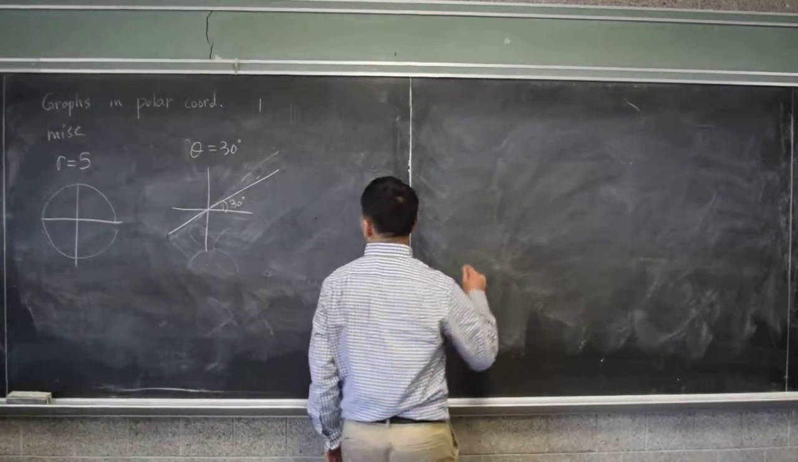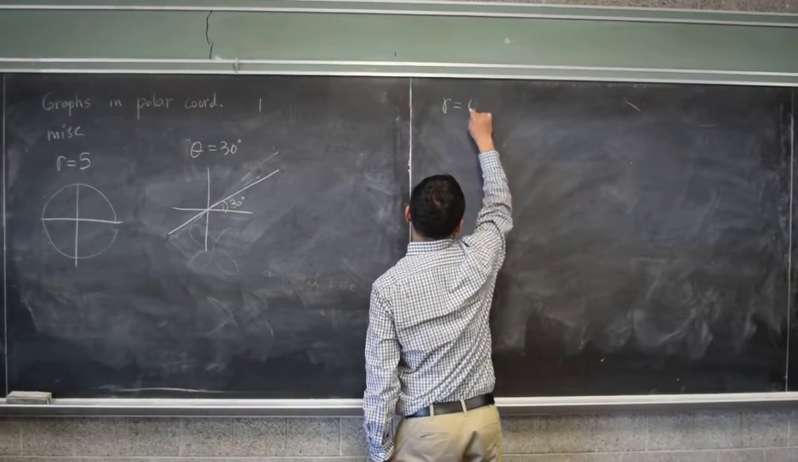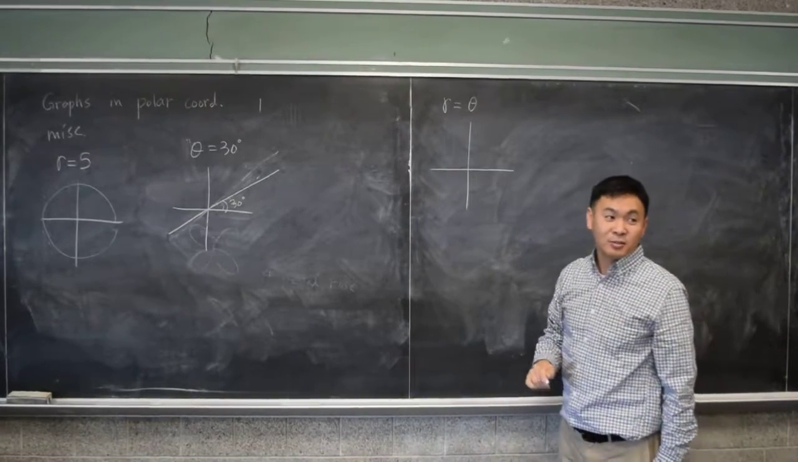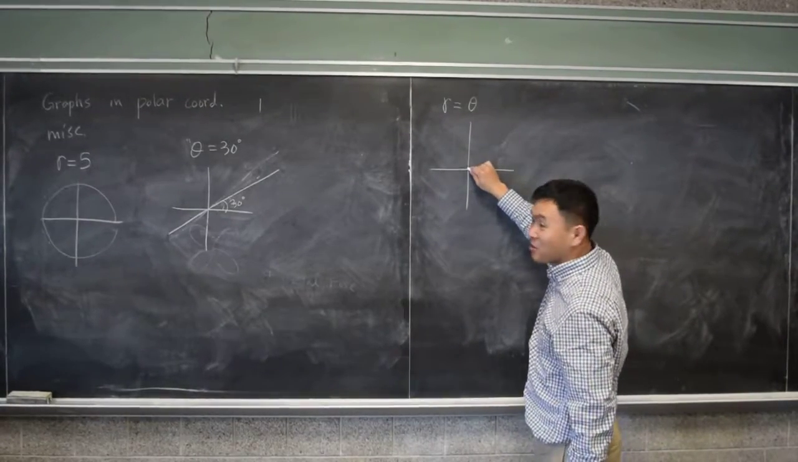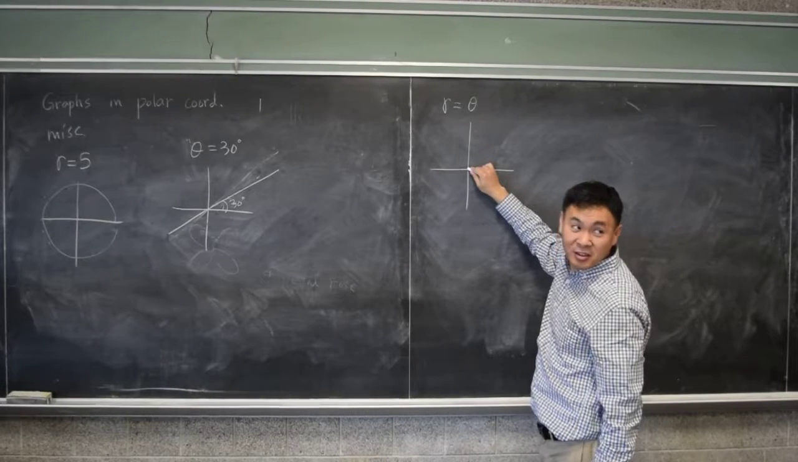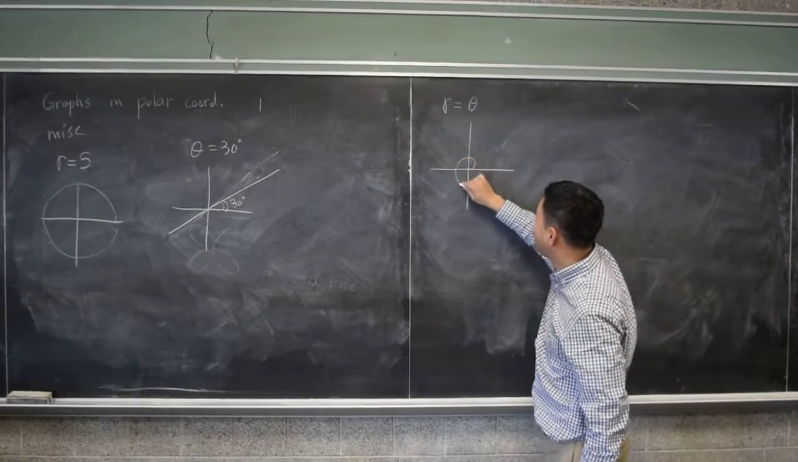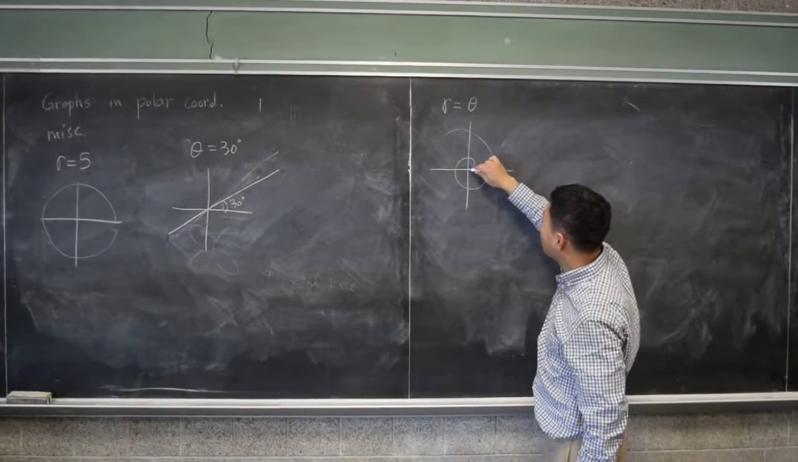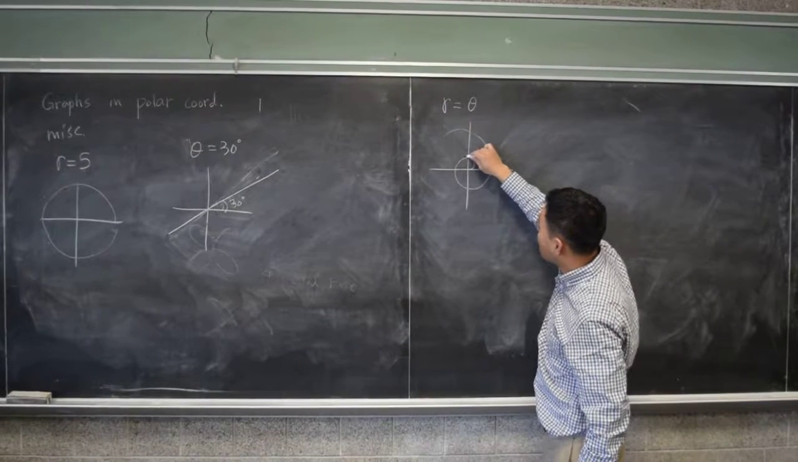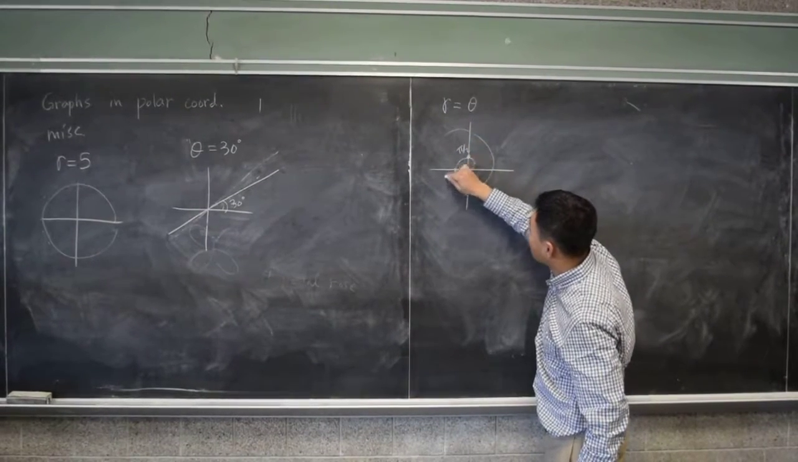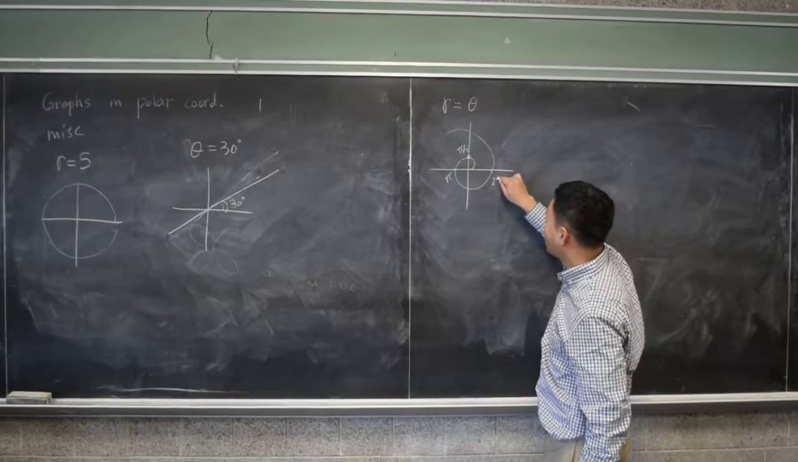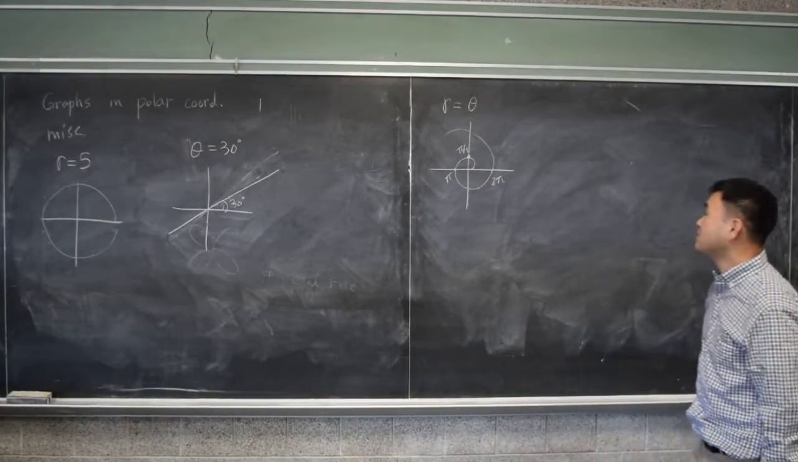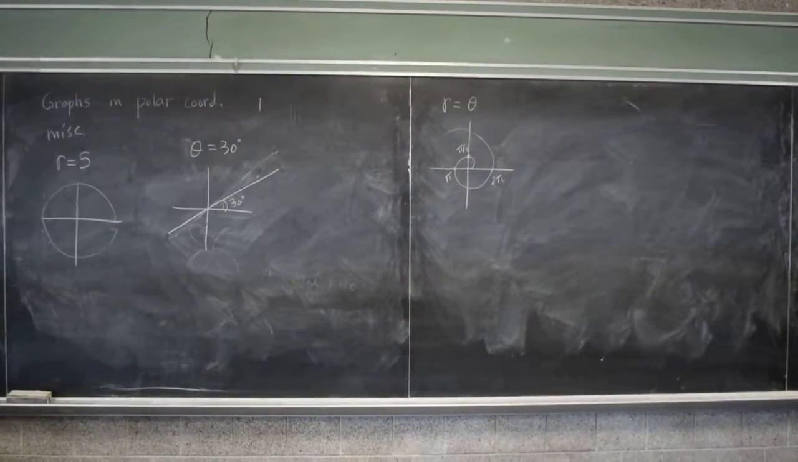Another thing that's interesting is, what if you have r equal to theta? What would it be? When theta is 0, r is 0. It'll be like that, right? Over here it'll be pi over 2. Over here it'll be pi. It'll be 2 pi. So it'll be a spiral that goes out. That's what we get.